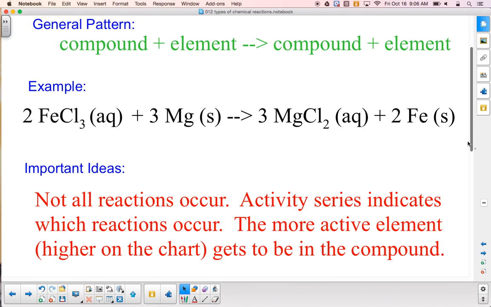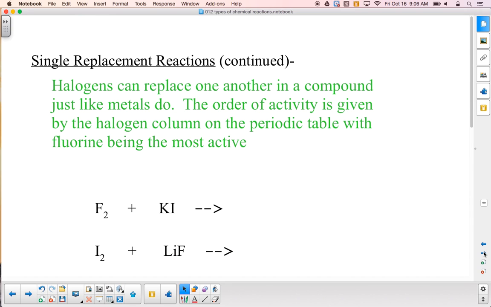One of the most important ideas here is that not all reactions occur. You're going to learn about something called the activity series, which will tell you which reactions occur and which don't. The rule is going to be that the more active element, the one that's higher up on the chart, gets to be in the compound. We will practice more with this idea in class when we meet later. We'll hit on the activity series of the halogens in class as well.